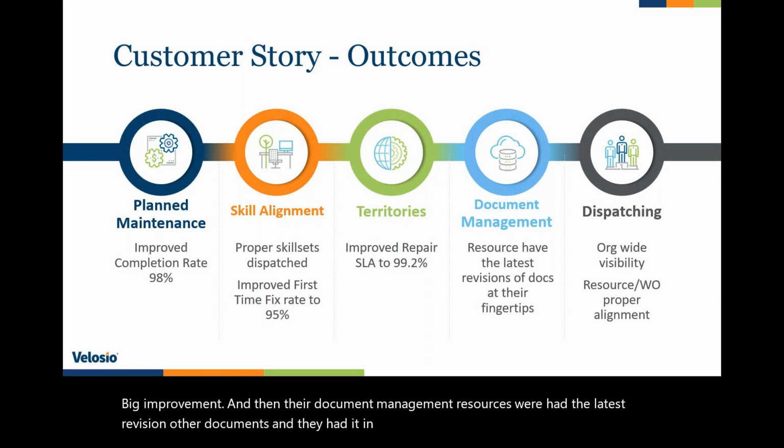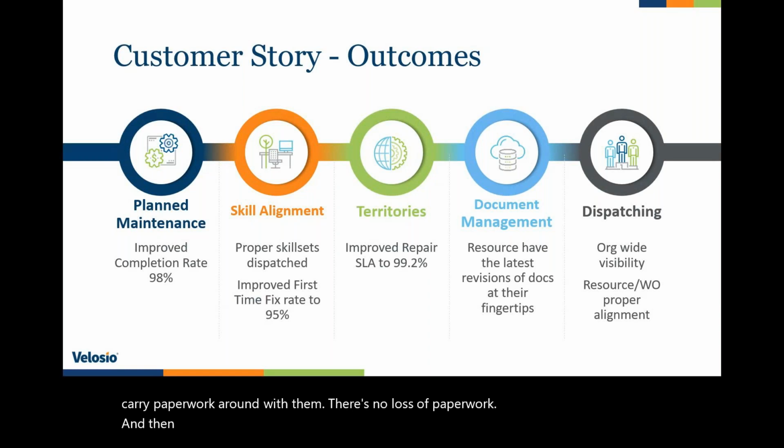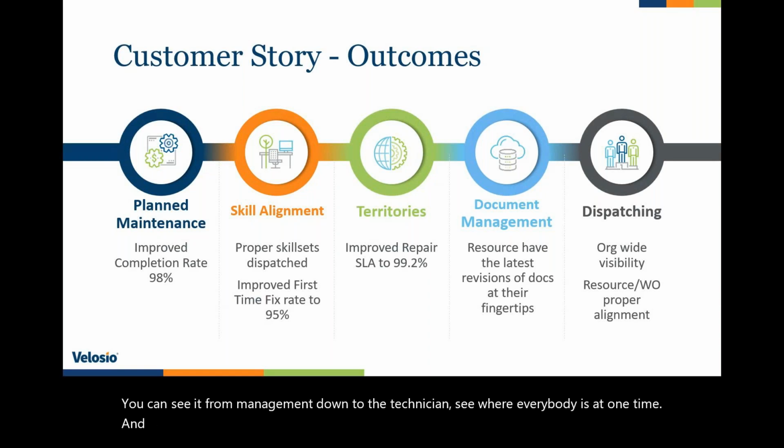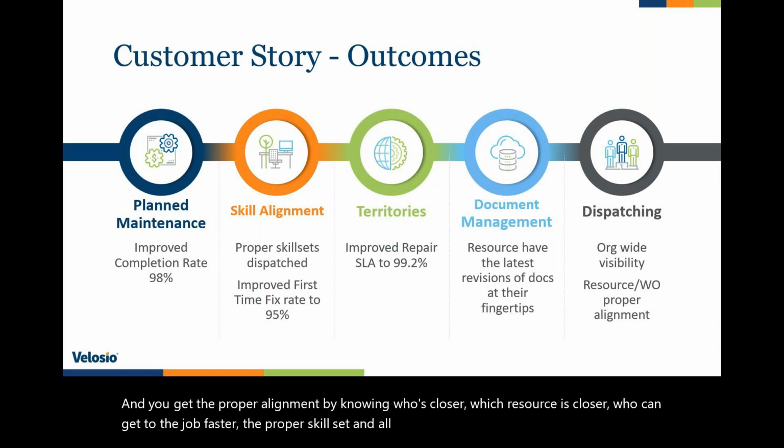And then with their document management, resources had the latest revision of their documents in the palm of their hands. So they didn't have to carry paperwork around with them. There's no loss of paperwork. And then the dispatch, as I mentioned earlier, it's just org-wide visibility now. You can see it from management down to the technician, see where everybody is at one time. And you get the proper alignment by knowing which resource is closer, who can get to the job faster, the proper skill set, and all those things.